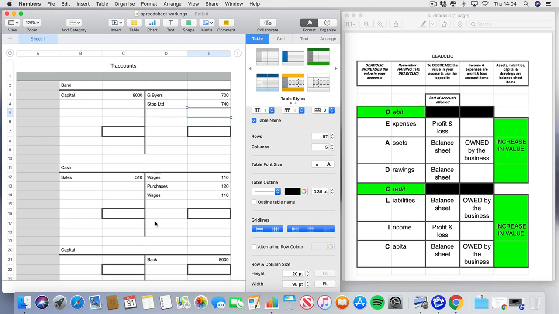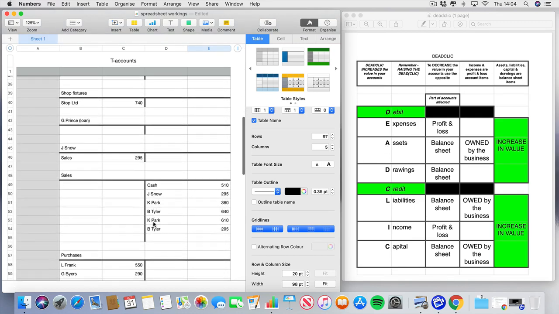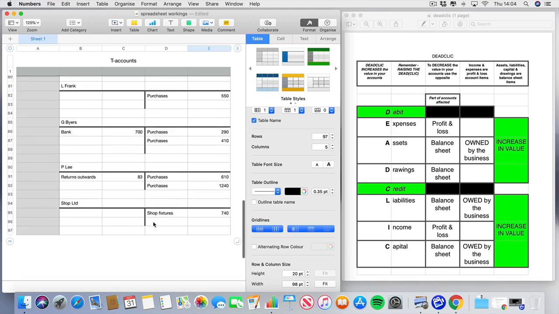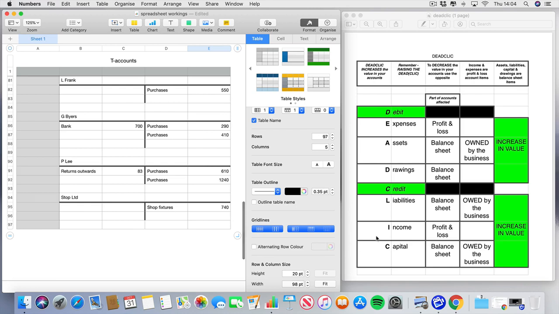Okay. So we're going to go down to Stop Limited. There we go. So Stop Limited, they were a liability. We owe them money. We're decreasing that liability because we paid for the shop fixtures now. So increasing a liability would be a credit. We're decreasing, so it's a debit. So the corresponding account is the bank account, and it's for £740. Okay, so we've got 4 transactions left.